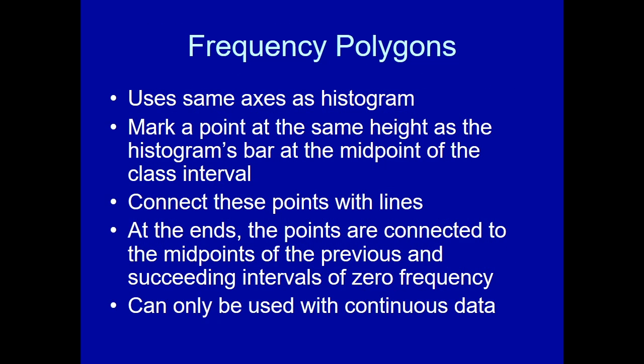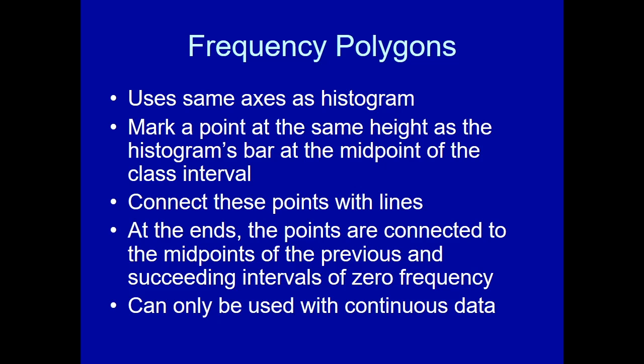Now we'll talk about frequency polygons. These use the same axis as a histogram, and they mark a point at the same height as the histogram's bar in the midpoint of the class interval. Then the points are connected with lines, and at the ends, the points are connected to the midpoints of the previous and succeeding intervals of zero frequency. I know, confusing, right? You can only use these with continuous data.